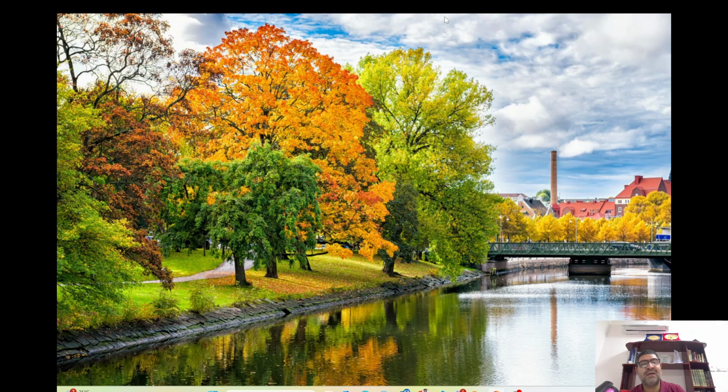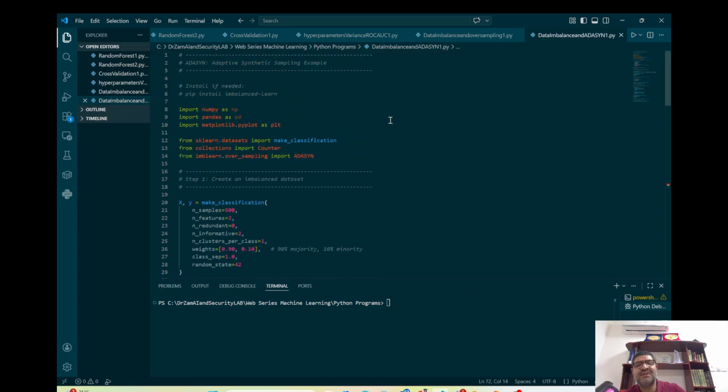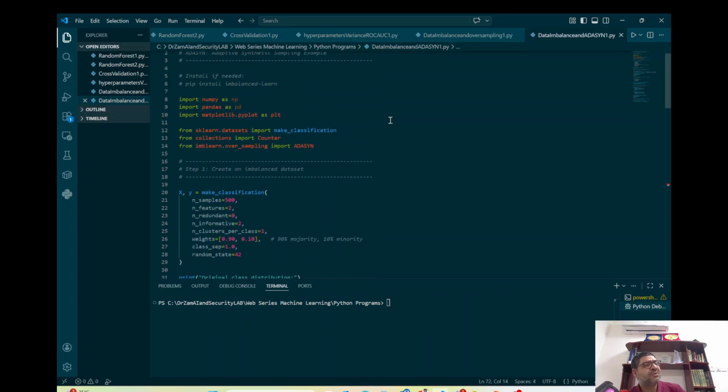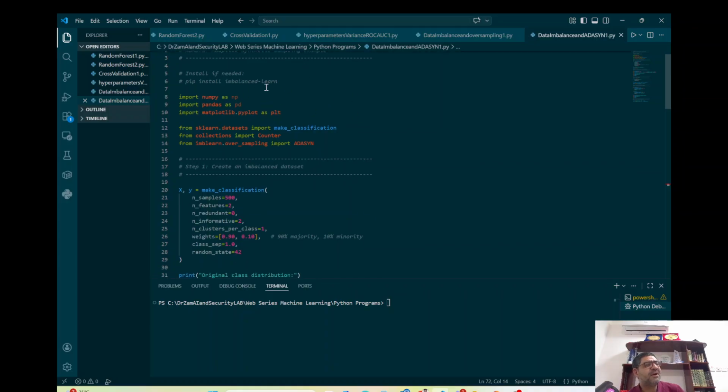Before I wrap up this particular episode, I would like to showcase a very good program which is on adaptive sampling. I'll explain it first of all, and then I'll be running it. This is your adaptive synthetic sampling example. For running this program, you might need to install imbalanced-learn, which might not be available there. So you just have to say pip install imbalanced-learn, so that it will be able to install this.